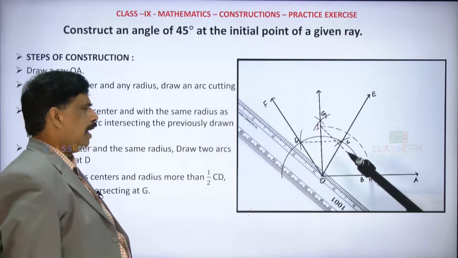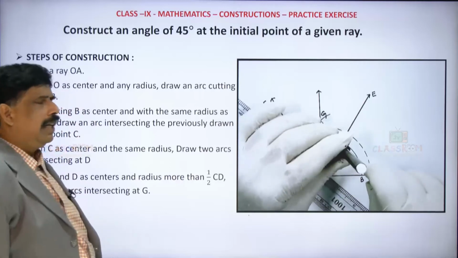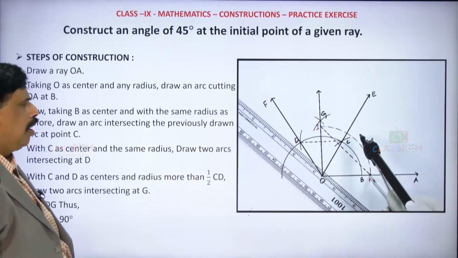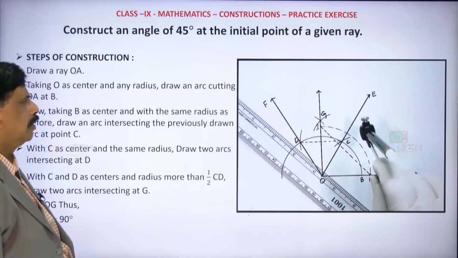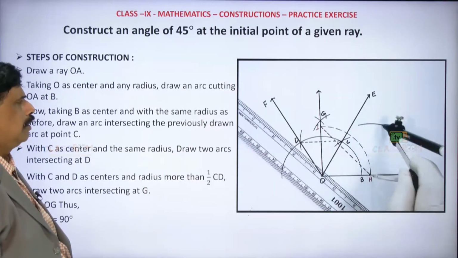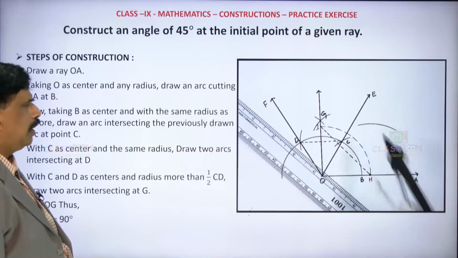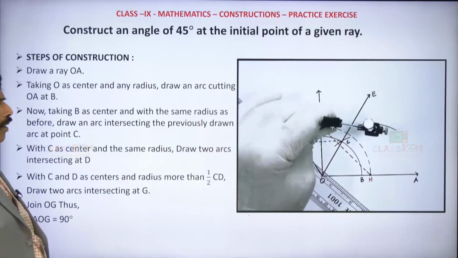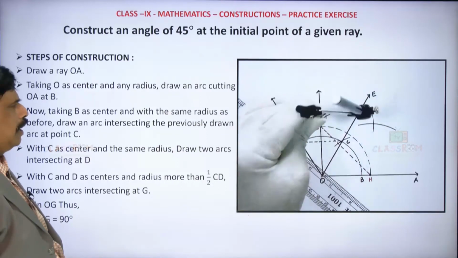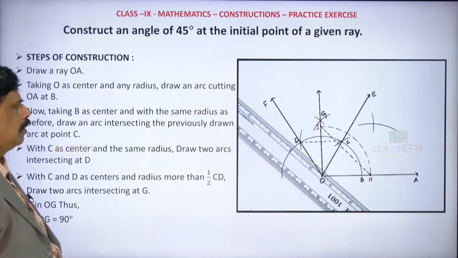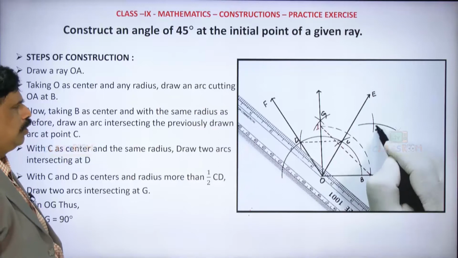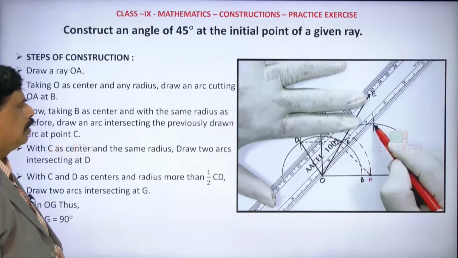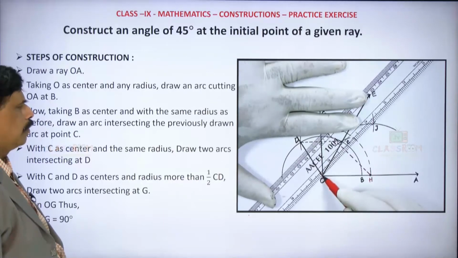Now taking H as center and the radius which is more than HI, draw one arc. Clear? Now without changing the radius, place the compass at I, cut the arc now. Okay, cut that arc. Clear? So name that intersecting point as J. Now join OJ.